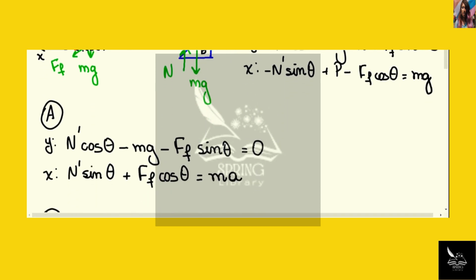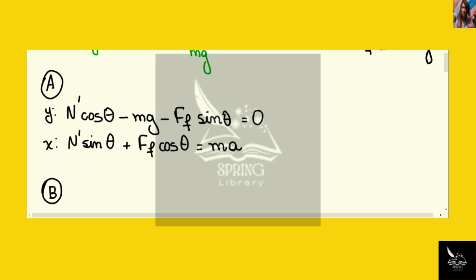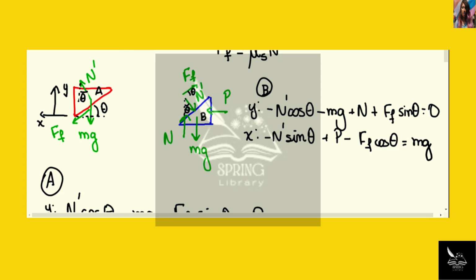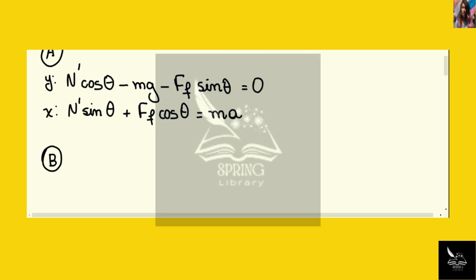So what I'm going to do is try to calculate what is the maximum value of p. In order to do that, first, I'm going to need to calculate n prime and the acceleration a. And first, notice that the maximum value of the frictional force is mu s times mg. Mu s is the coefficient of static friction.